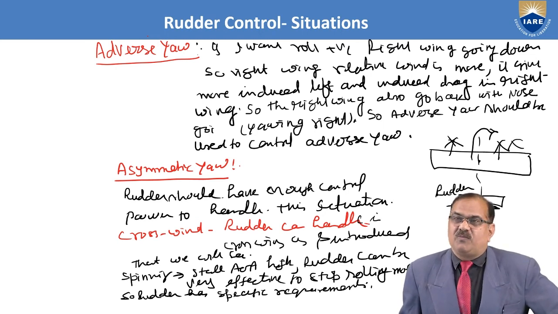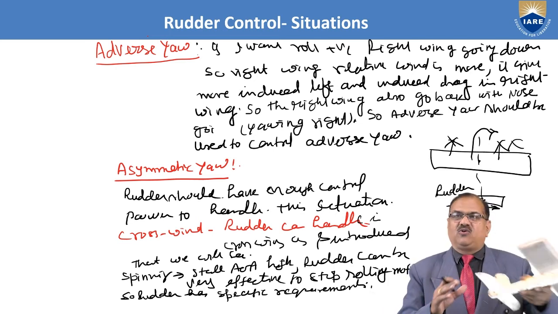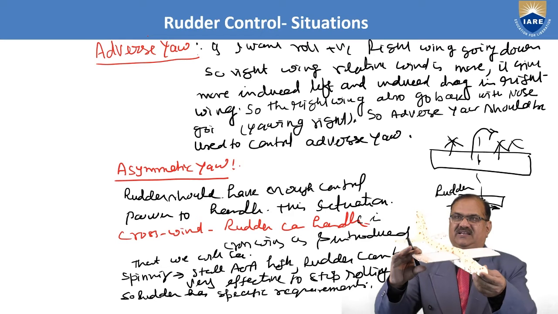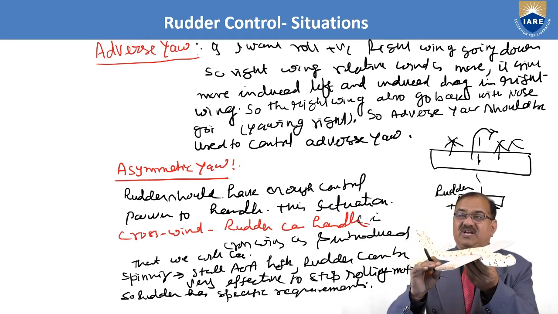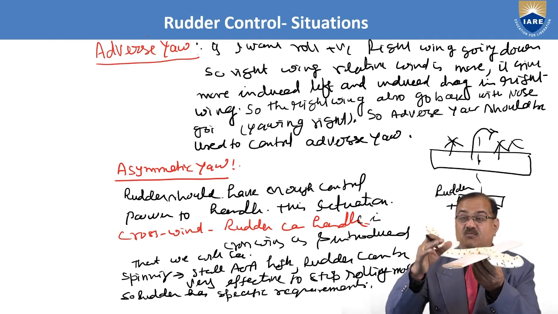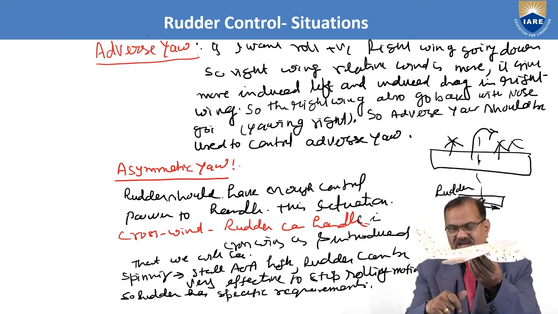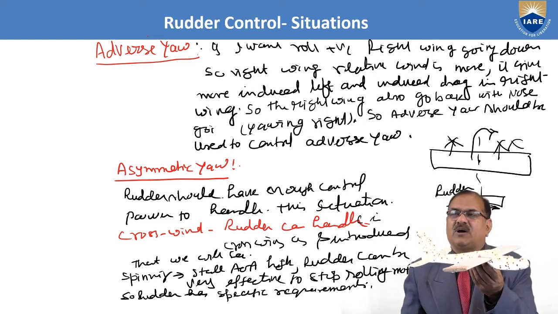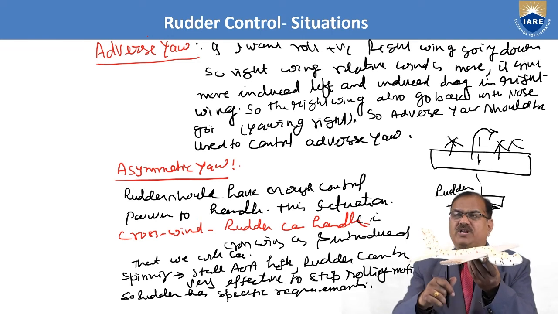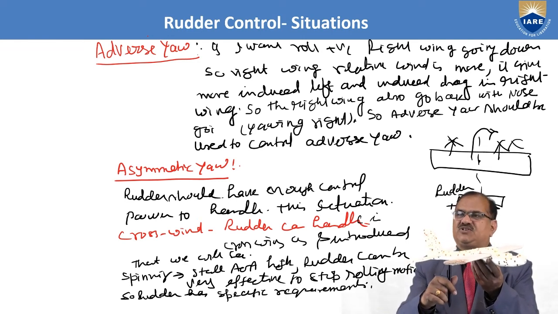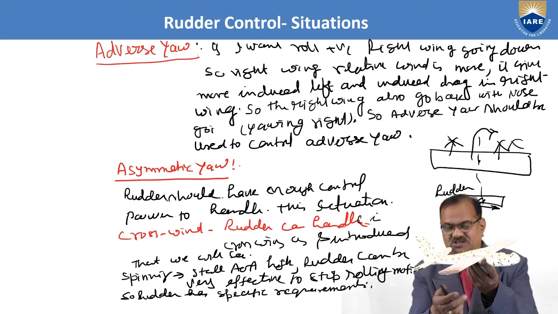If I want to roll positive, right wing going down, that right wing should go down. So the right wing relative wind is more because it is going down like this. Here the relative wind is more, so more lift is induced and drag is also induced.